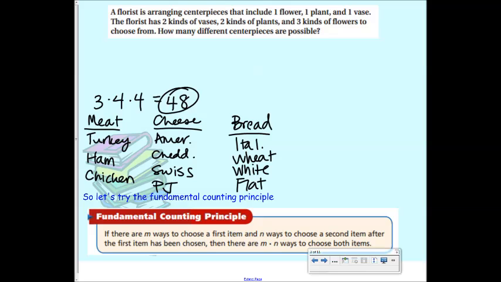What would be an example from the sample space in this problem? Turkey, cheddar, wheat. Turkey, cheddar, wheat would be an example of the sample space. How many options of those would you have? Your list would be 48 different combinations. Is that something you want to do right now? Probably not. That's really excessive.